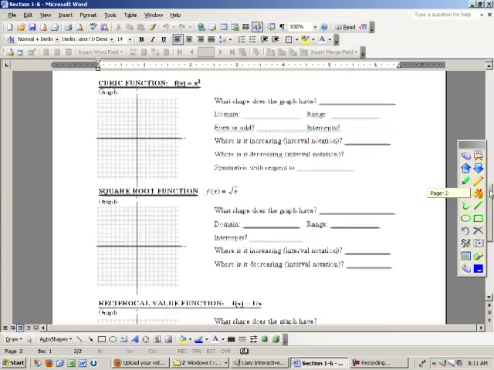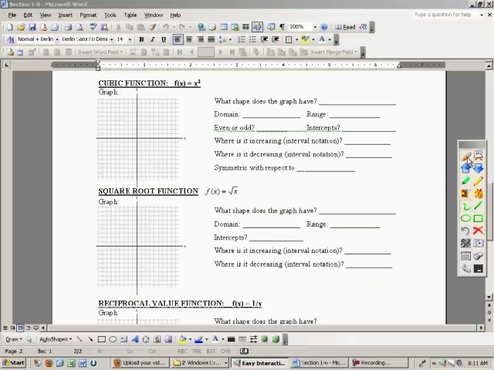Let me move this up a little. We're talking about a cubic function. Let's again pick some numbers: -2, -1, 0, 1, and 2. I'm going to start at 0. 0 cubed is 0. 1 cubed is 1. 2 cubed is 8. -1 cubed is -1 times -1 times -1, which is just -1. And -2 cubed is -2 times -2 times -2, which is -8.